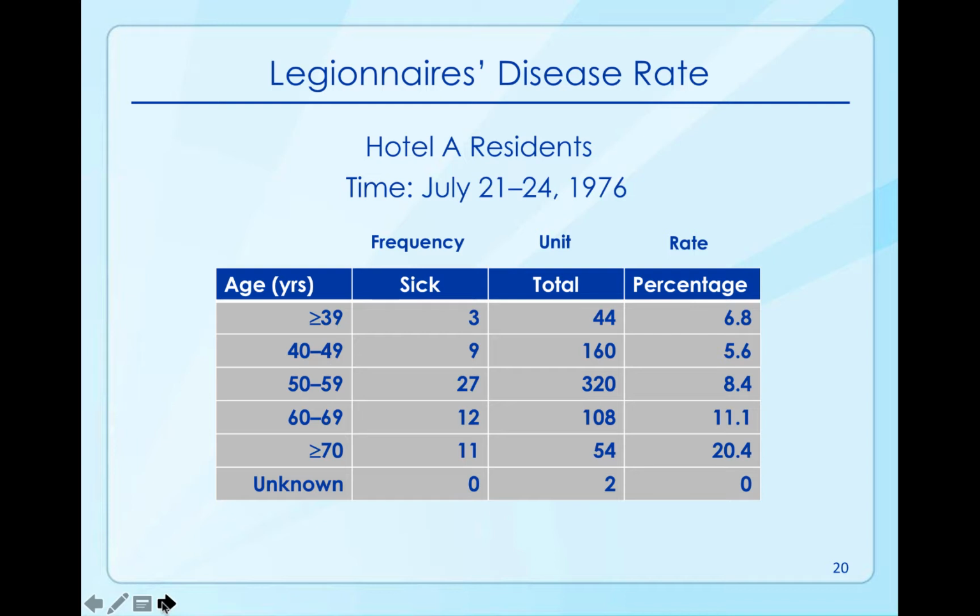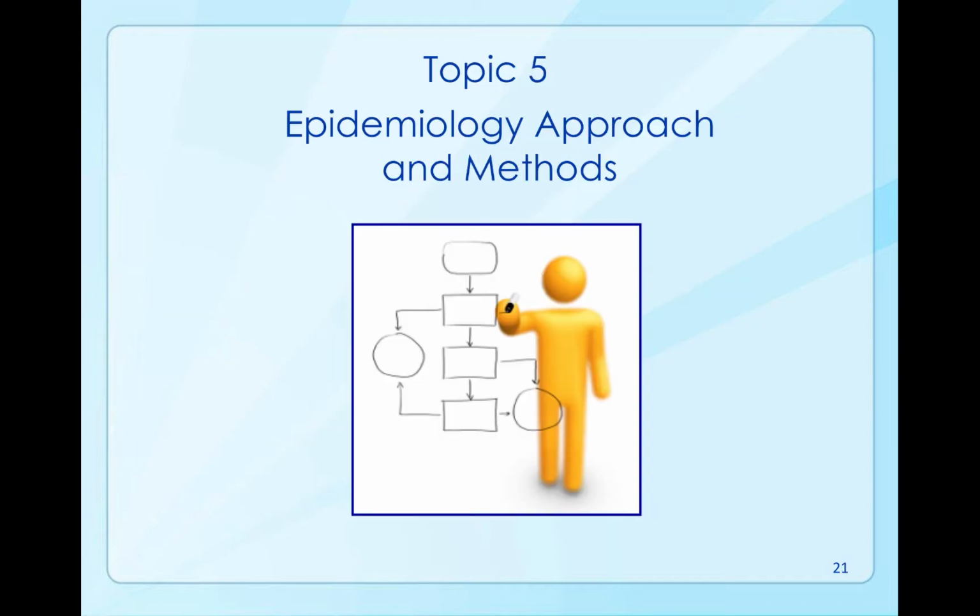So among which age group did the largest number become ill? Well, as we can see, we had 320 persons and 27 people became ill from the age of 50 to 59, and they also had the largest number of people. Which age group had the highest rate of persons becoming ill? If you look at that, that's actually the older individuals who were greater than 70. So that's one way that you can look.